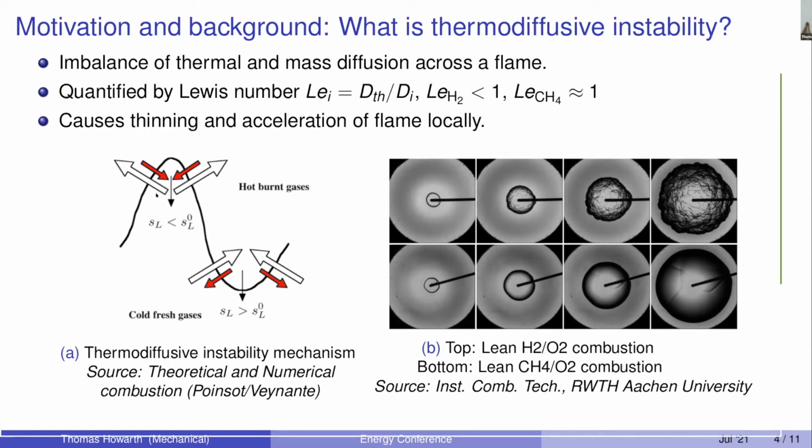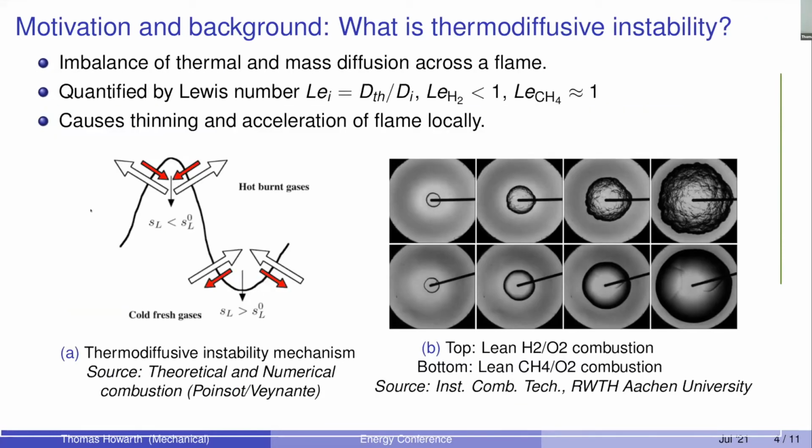In terms of what it physically looks like, these are experiments done at Aachen University. This bottom picture is just with methane, which has a Lewis number of 1, which means that the diffusion coefficient of methane is approximately similar to that of the heat. So it's roughly balanced, and you get a very smooth looking flame. In a flame kernel, this explosion outwards is very smooth. Whereas in hydrogen, you get a highly wrinkled flame, and this causes it to burn much faster and much more irregularly.